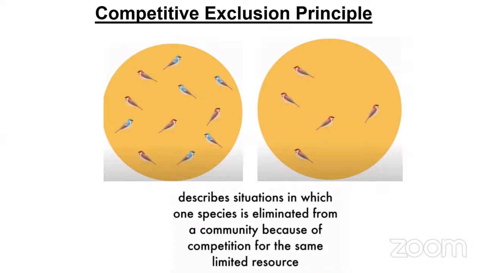So out of the two, the one which is better at utilizing the resource will survive, and the other, which doesn't have any other option to survive, will be eliminated from the community. This principle is known as the competitive exclusion principle.